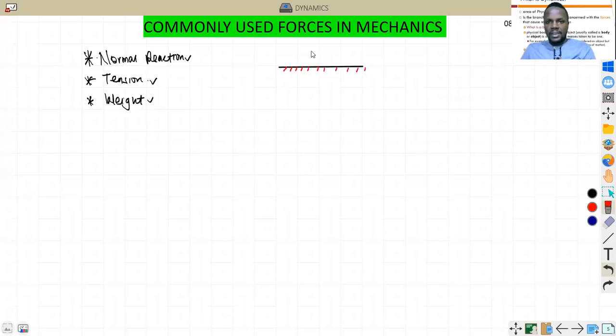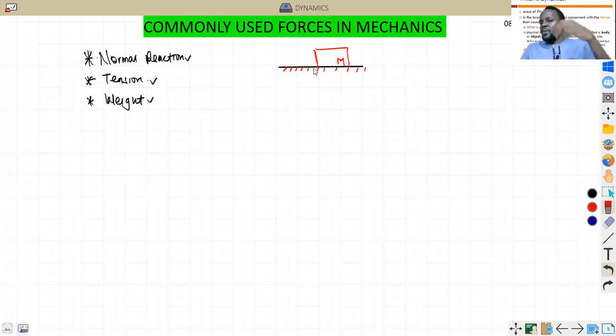So there is a ground, and there is a body on the ground. This is the body of mass M. Because there is contact between the ground and the body, normal reaction will always act at the point of contact between bodies or system of bodies, as the case may be. So in this situation, as you can see, the block is standing on the ground, which is a rough surface.